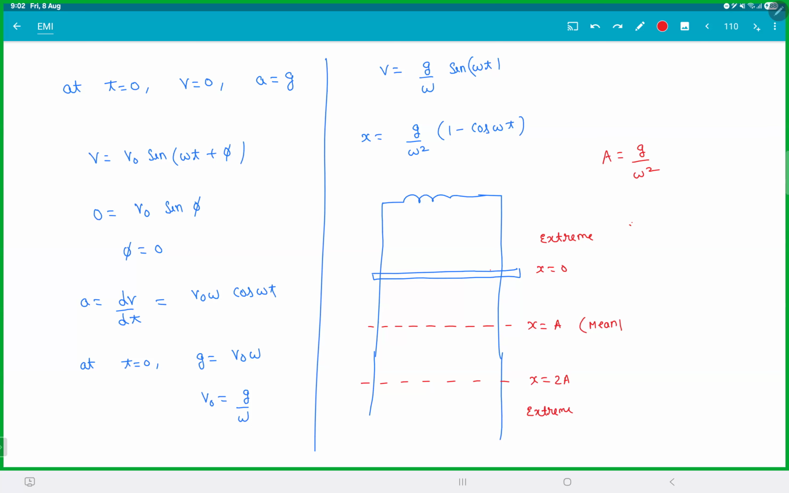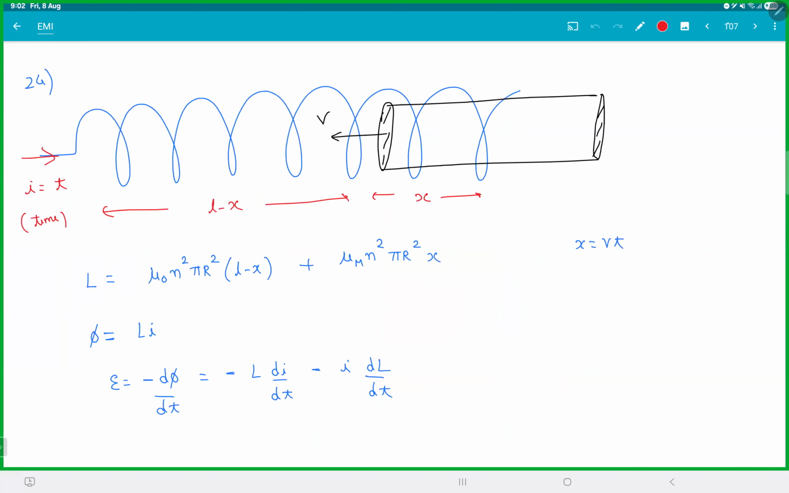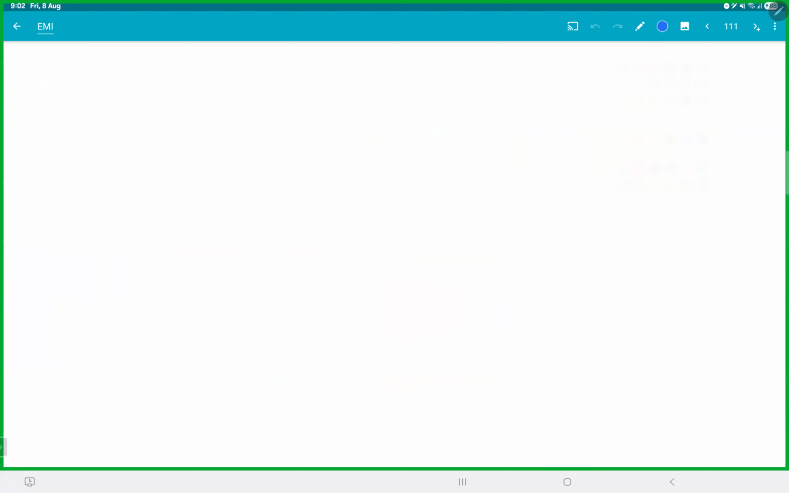So there we have three models in this: a resistor, a capacitor, and an inductor. Next one. We have a solid, infinite solid cylinder.